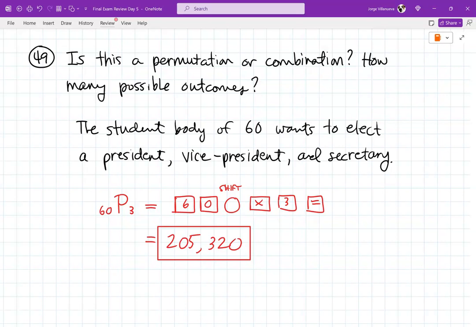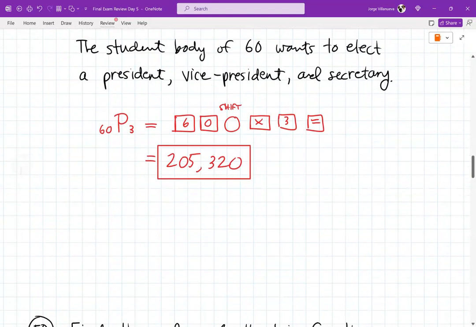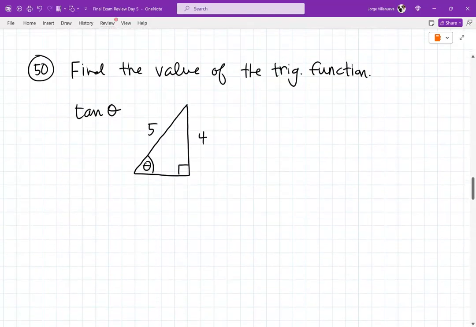All right, we got 50 to 55 to go. And now we hit trig.